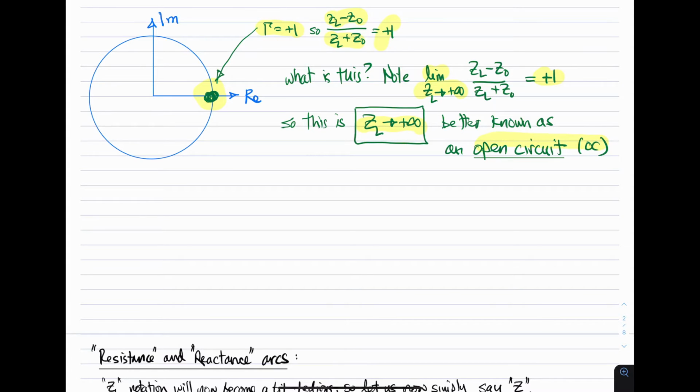So this position here on the unit circle, where the reflection coefficient equals plus 1 plus j0, is the open circuit position. Now we'll see this third position is a little bit tricky compared to the other two, but the first thing you need to know is that that position there is the open circuit position. It's where z sub l goes off to plus infinity.